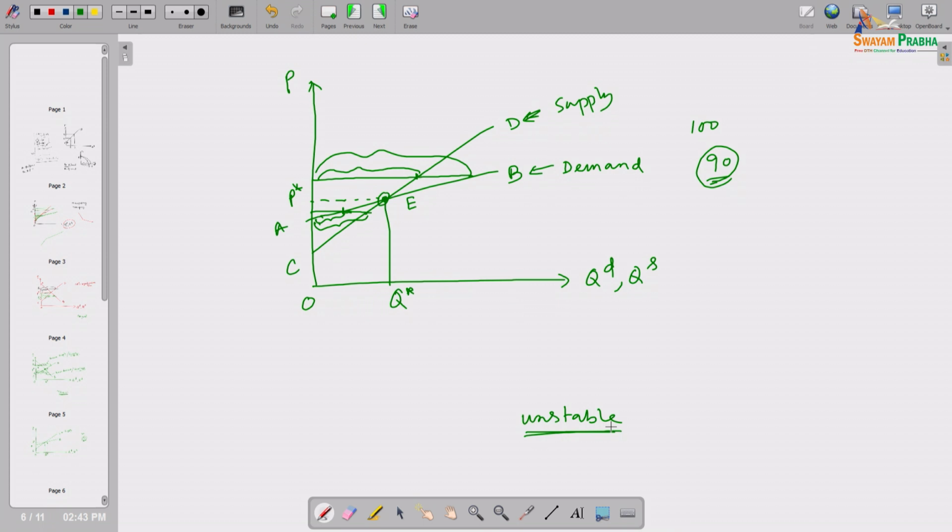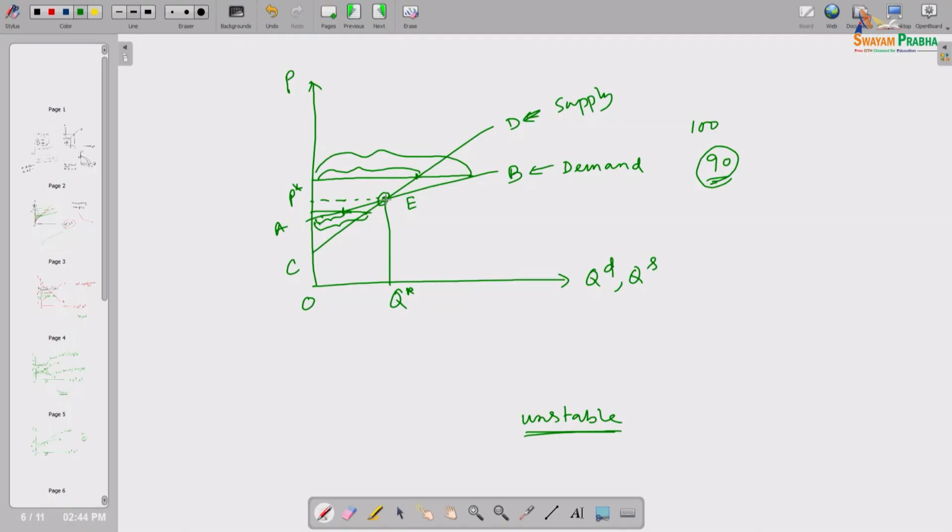Stable equilibrium: if somehow your market is away from the equilibrium level, automatic market force will push the market again towards the equilibrium level, or push the market price towards the equilibrium price level. That kind of equilibrium will be called stable equilibrium. Here it is happening just the opposite.